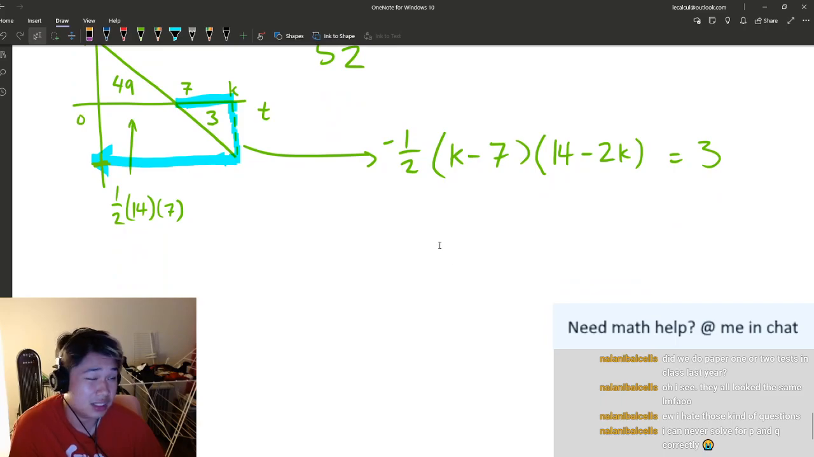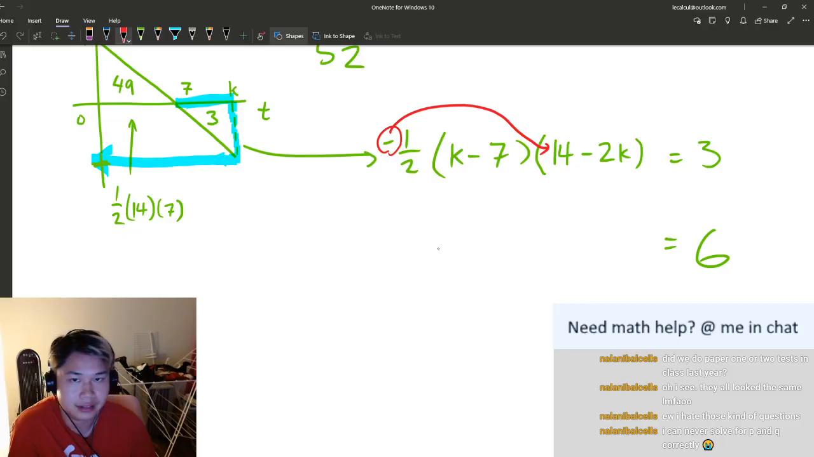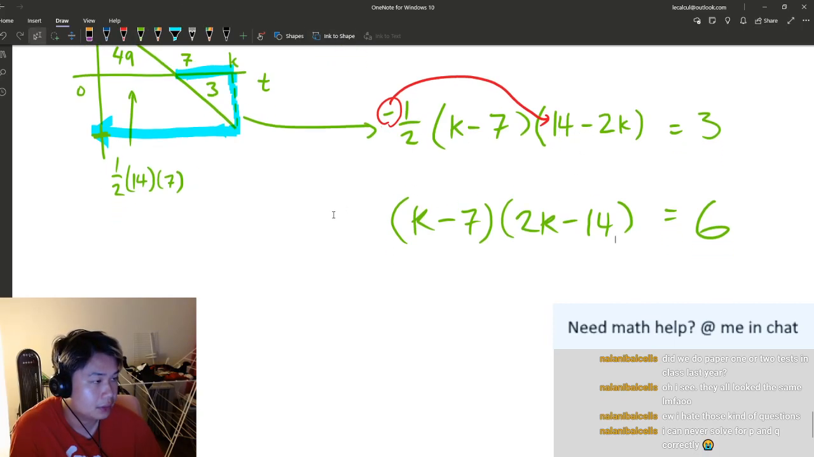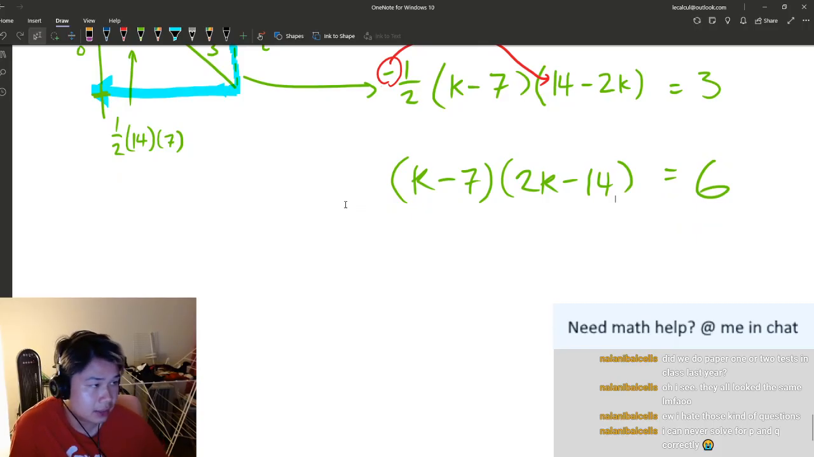So solve for k. Okay, what can I do? First, I'm gonna multiply the 2 over here. Don't want to deal with fractions. Gonna also multiply this negative into this factor, so that I have k minus 7 times 2k minus 14. So that will just switch these two. Then expand out, collect like terms, make it equal to 0, probably factor it again, and then I'll have different values for k.